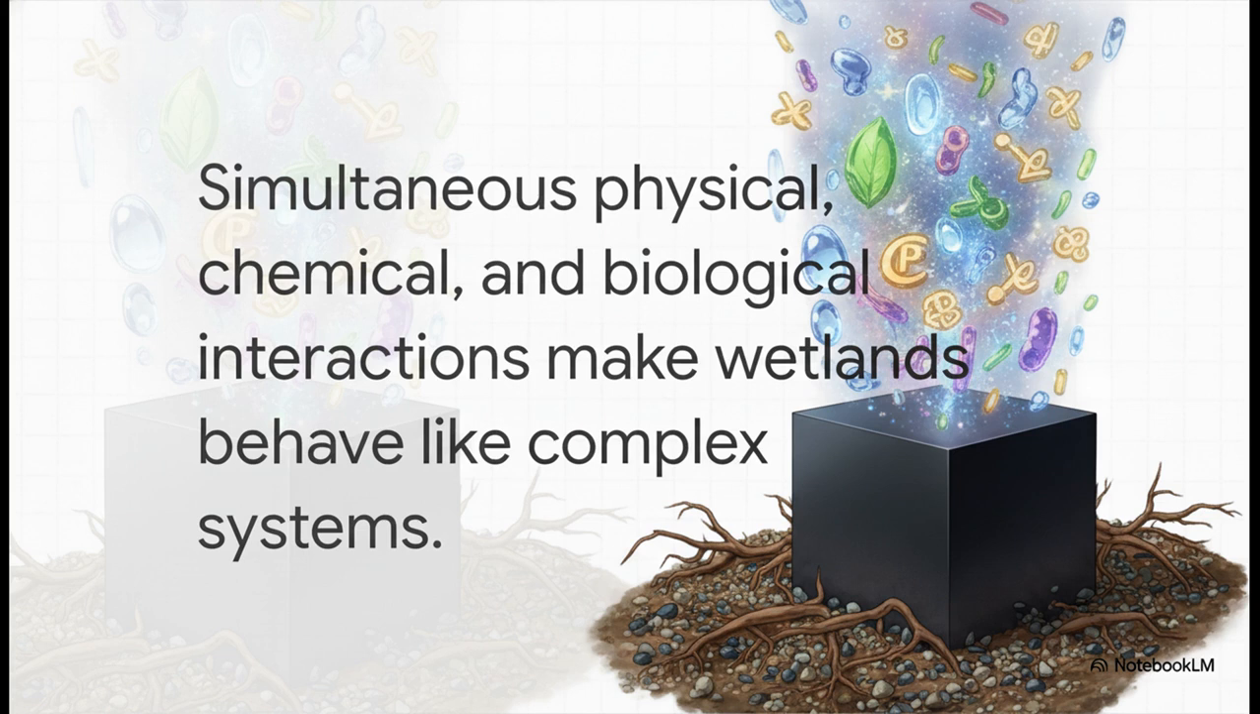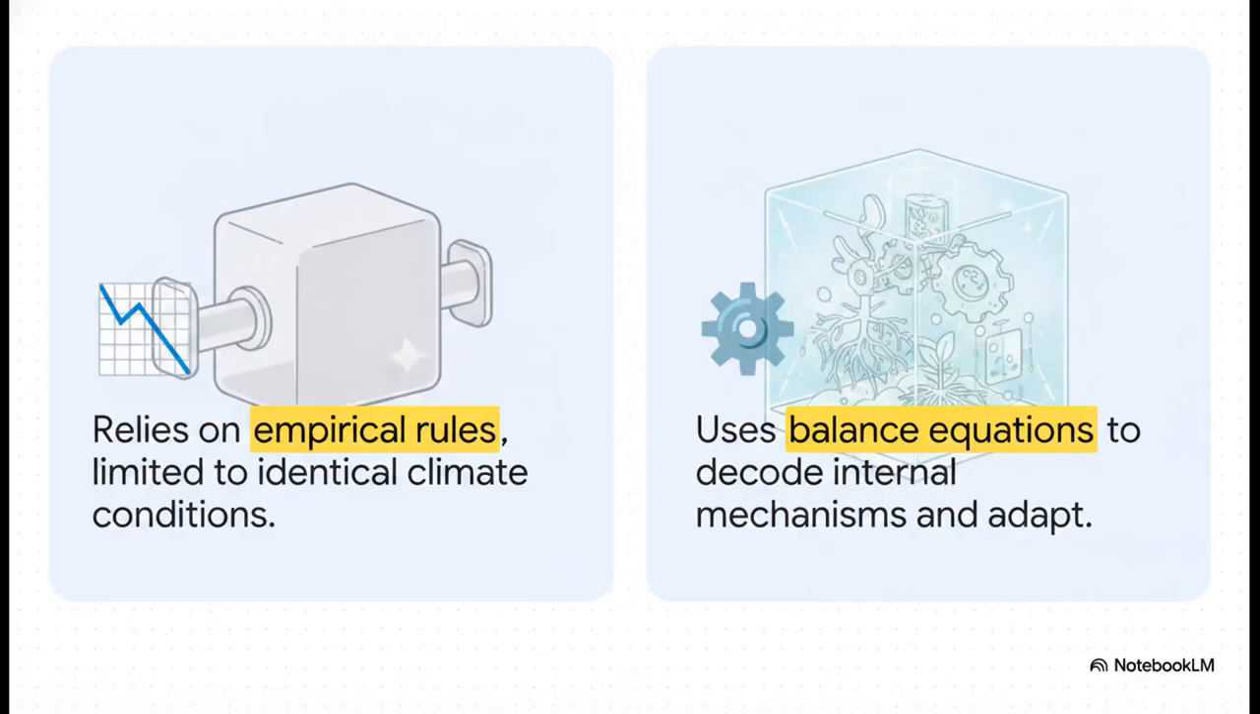Because of this massive web of simultaneous interactions, engineers have historically had to rely on empirical rules of thumb and, honestly, simple trial and error. This makes it really hard to accurately predict how a wetland will perform if the wastewater composition or the climate suddenly changes. So let's compare these two approaches, because it reveals a really crucial shift. On the left, older black box models rely on simple, empirical rules of thumb and first-order rate equations. They basically just look at what goes in and what comes out.